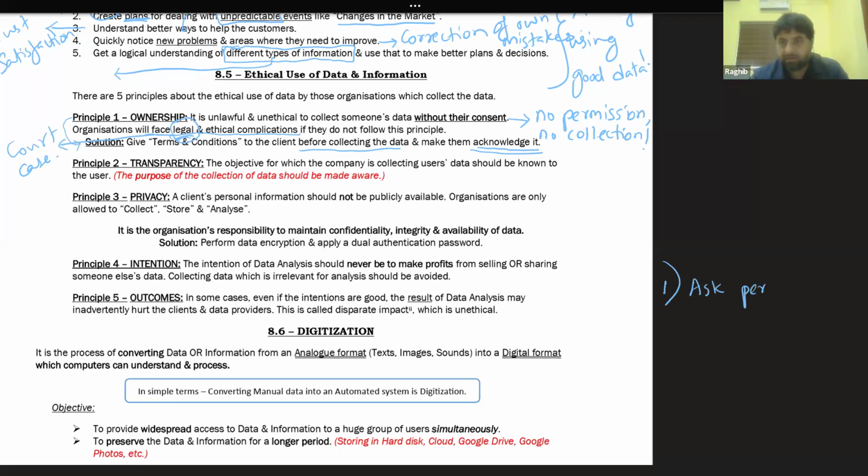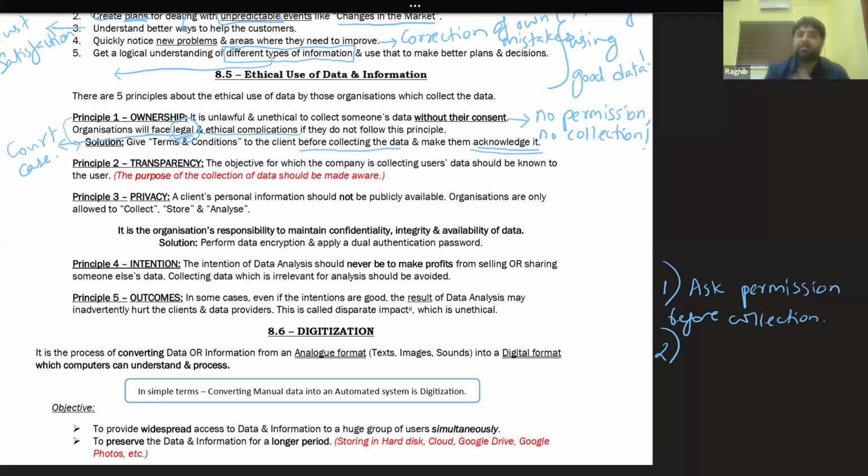Ask permission before collection. Guys, they have asked this question many times, two times within a span of 2 years. They have asked this question repeatedly, and the question was also asked totally directly.